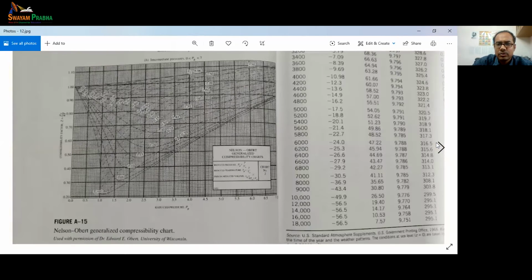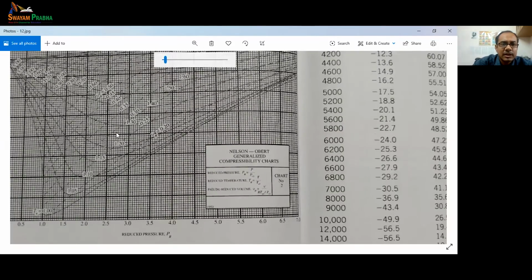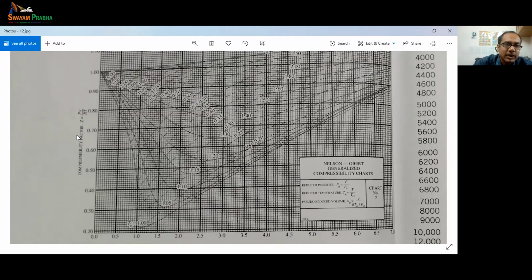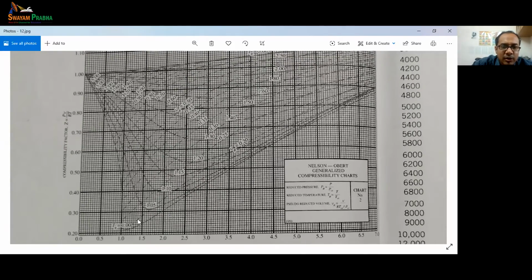Okay, let's go to the generalized chart. If we zoom a little bit, we can see that on the x-axis we have reduced pressure, PR, and on the y-axis we have the compressibility factor Z, which is the generalized Z. That means it can be applied for any gas.